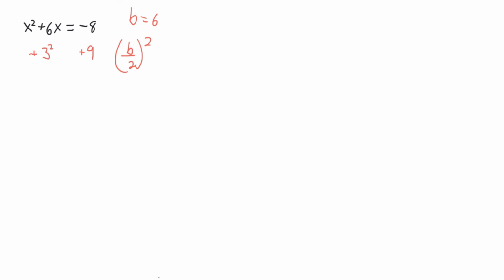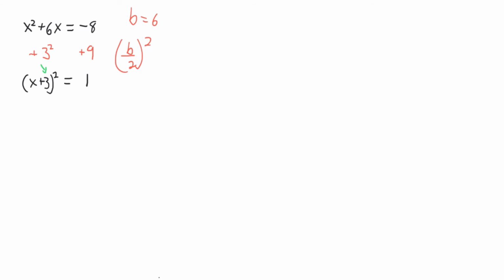The reason I'm writing it as 3 squared is so that when I write the binomial squared, I'm just going to be using the half of the B value, x plus 3 squared. On the right side, I'm simplifying it into 9, so then I can add it to that negative 8. So negative 8 plus 9 will give me 1 on the other side.